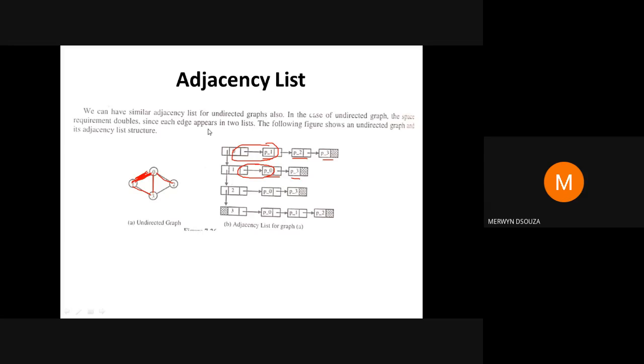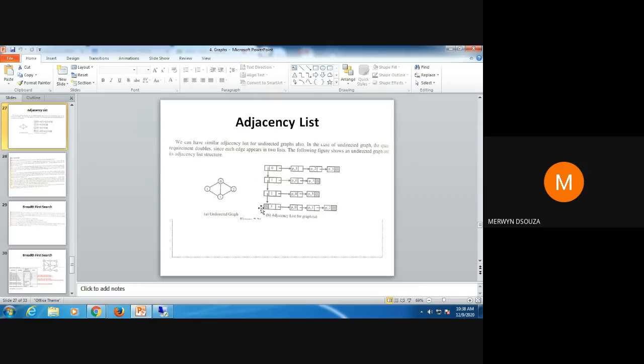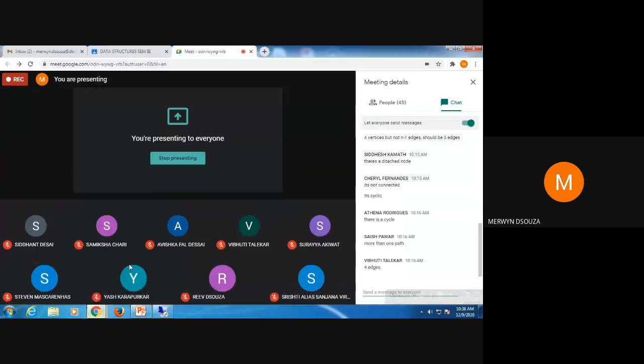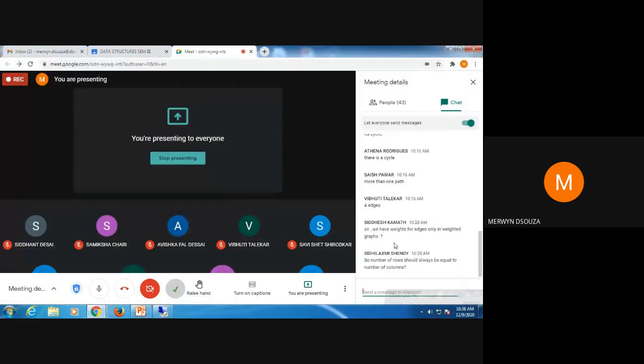Okay, so this concludes the topic on representation of graphs. Any questions you have? Number of rows, is this for the adjacency matrix, Siddhi Lakshmi?